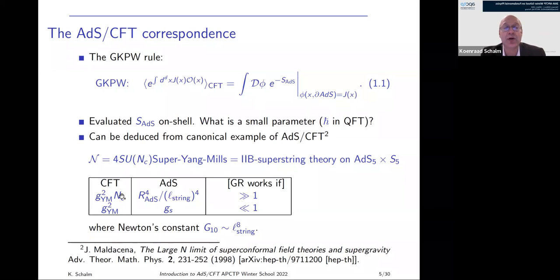And as I will show in a moment, it's this combination, g squared Yang-Mills N, that actually controls the perturbation expansion in N=4 super Yang-Mills. This is actually a general statement in quantum field theory that once you have matrix valued fields, and I will show that in the next few slides, the correct perturbation expansion is not in terms of g squared Yang-Mills, but in terms of g squared Yang-Mills N_c.